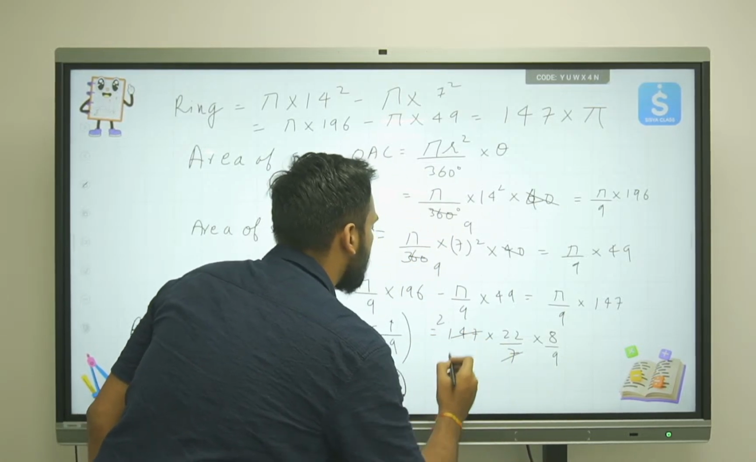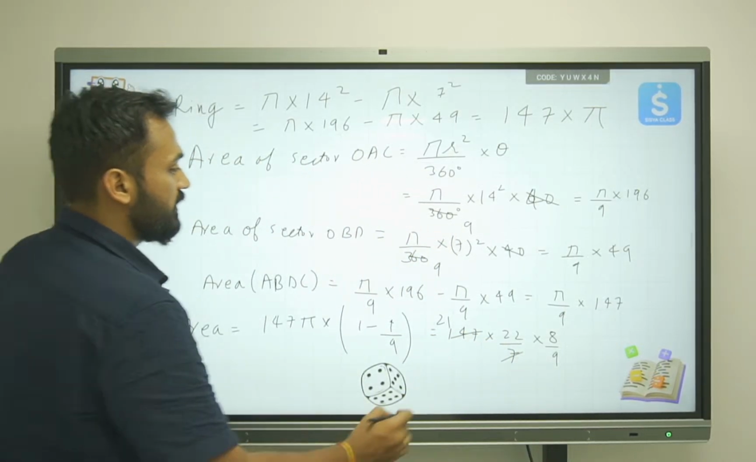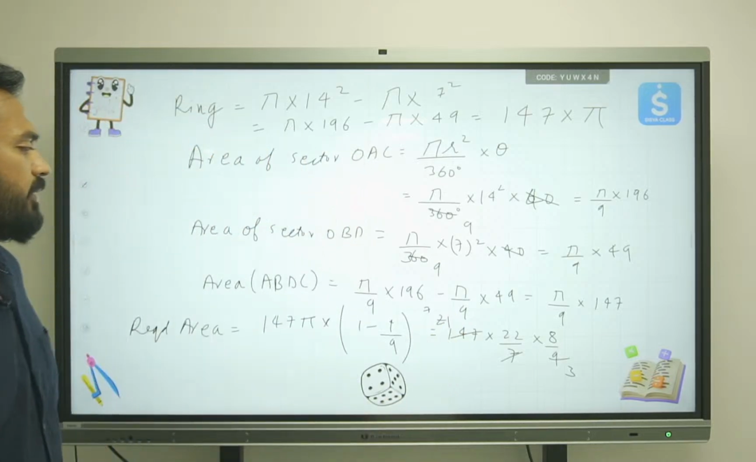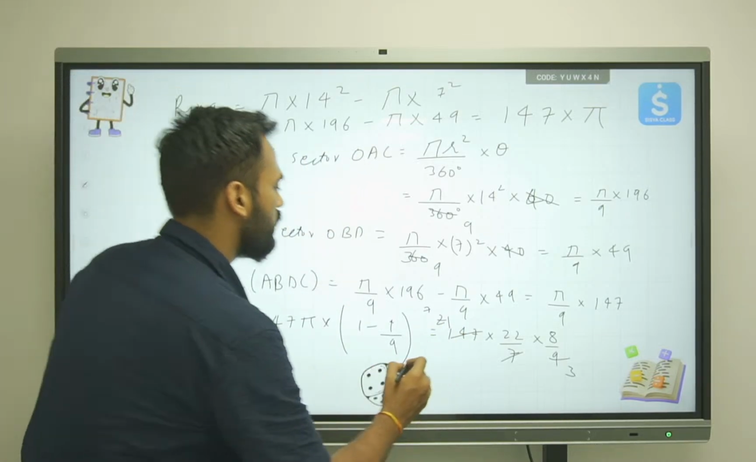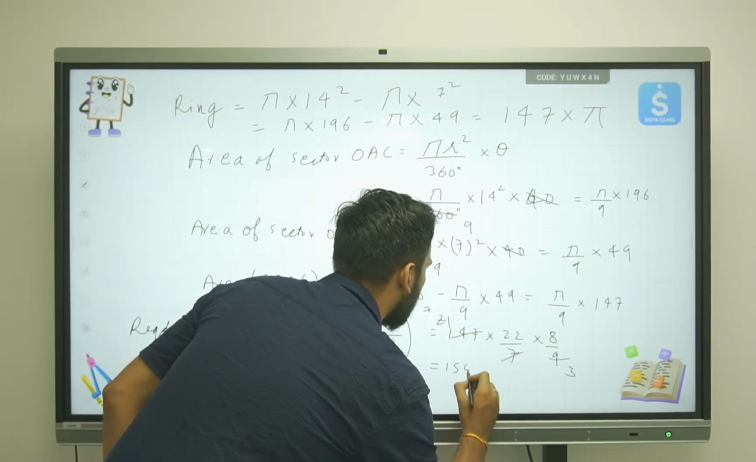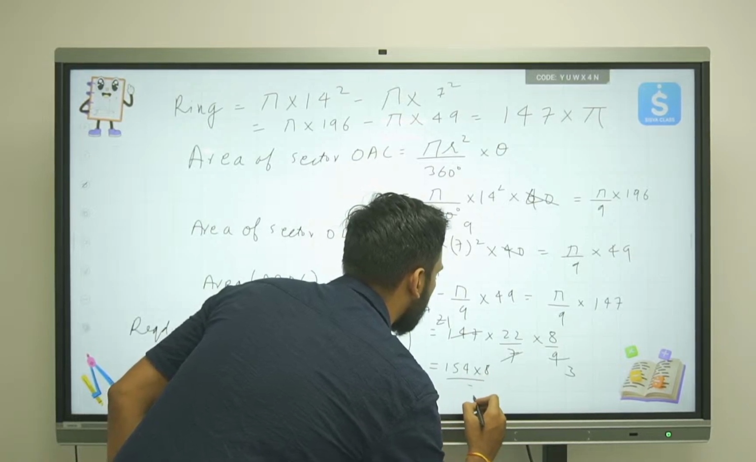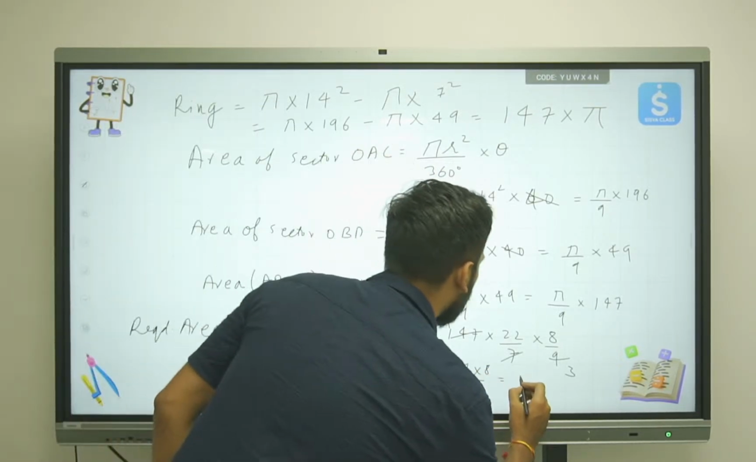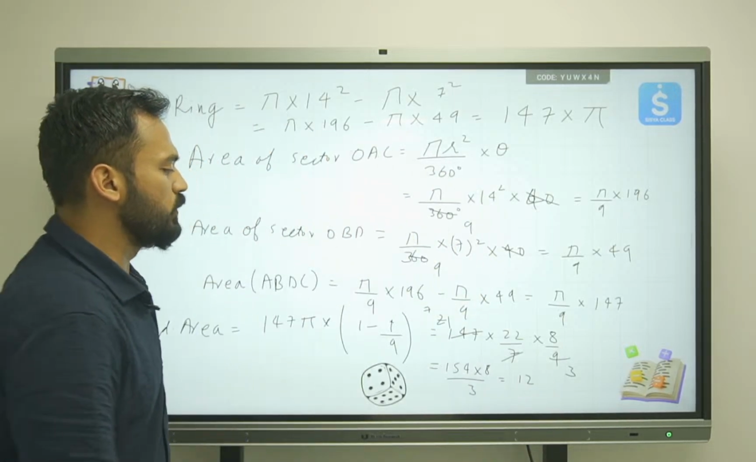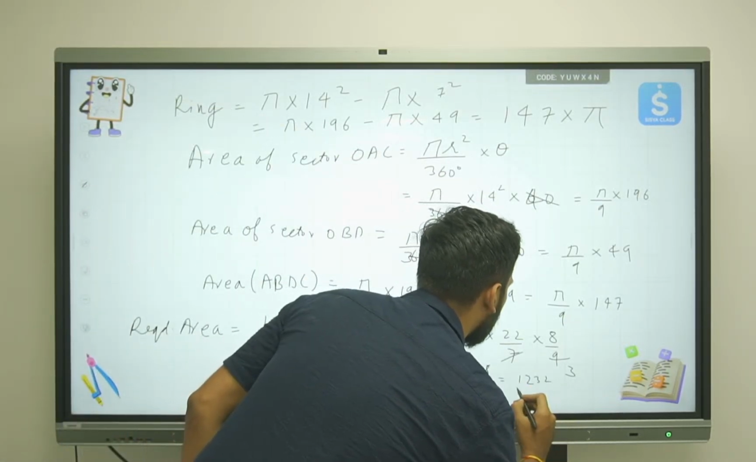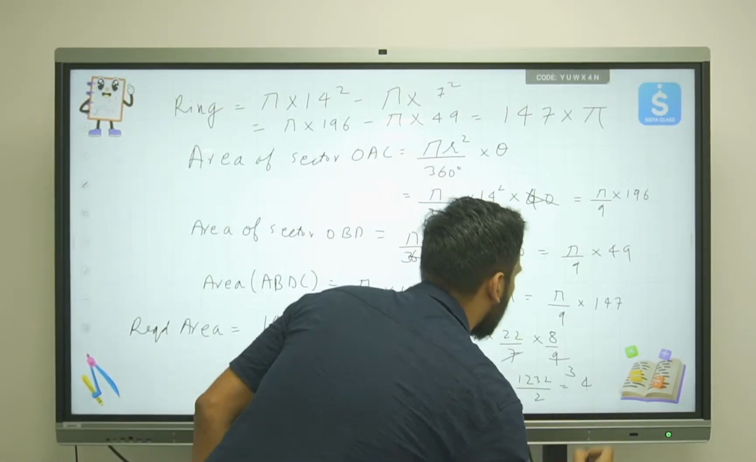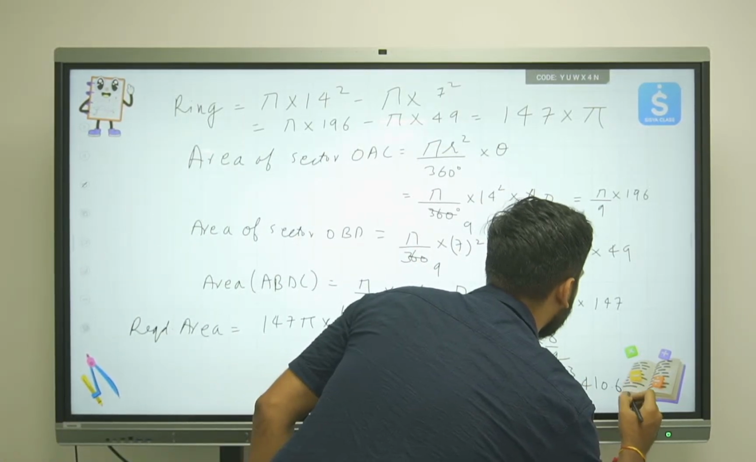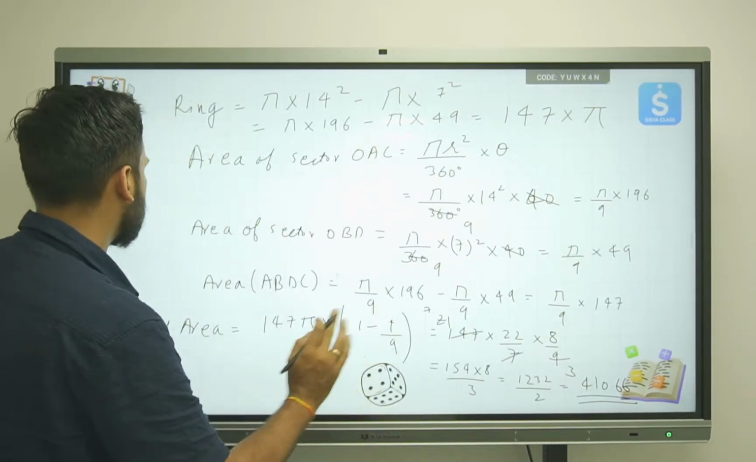7 goes 21 times. This will go 3 times. This will go 7 times. 7 2 times 154 times 8. 154 times 8 upon 3, which will come out to be 8 4 times 32. 1 2 3 2 upon 2, which when you solve you will get 410.66. This is the exact answer.